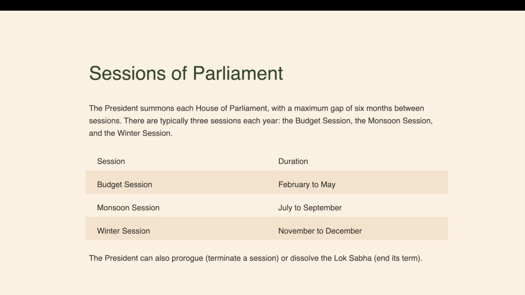Now we will see the sessions of the Parliament. The President summons each House of Parliament with a maximum gap of 6 months. This is mentioned in the Constitution. Okay, exact wording.